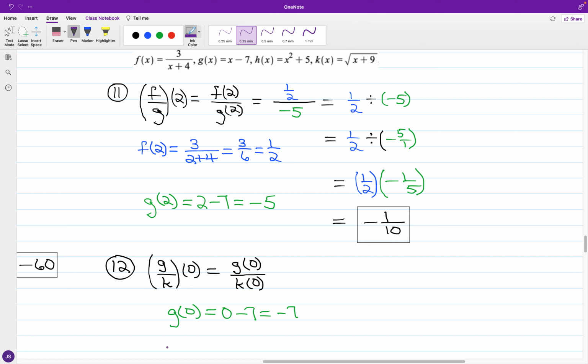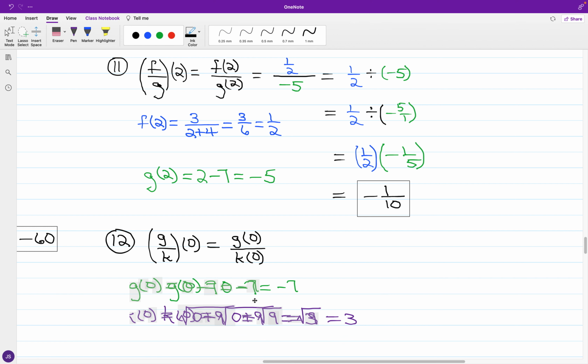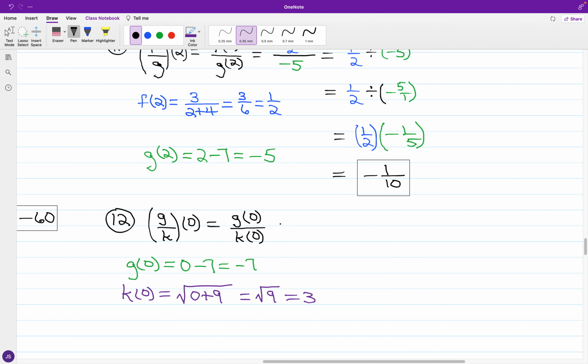Now for k of 0, this is our first entry of k, and k of the input is equal to the square root of the input plus 9. So 0 plus 9 is 9, and the square root of 9 is equal to 3. With g of 0 and k of 0 both determined, we have g of 0 at negative 7 over k of 0, which we have at 3. So that'll be your answer, negative 7 over 3.